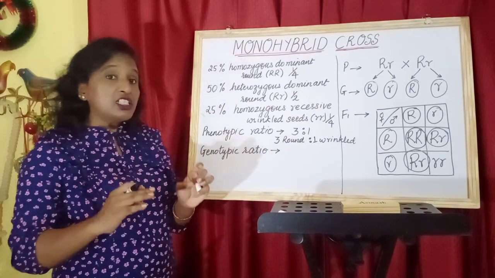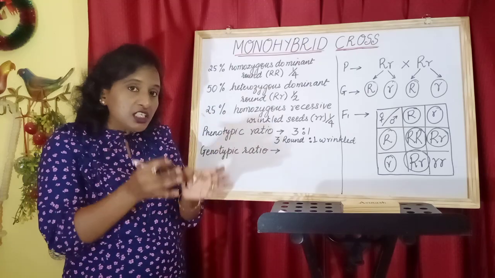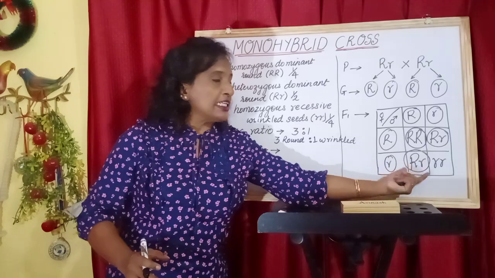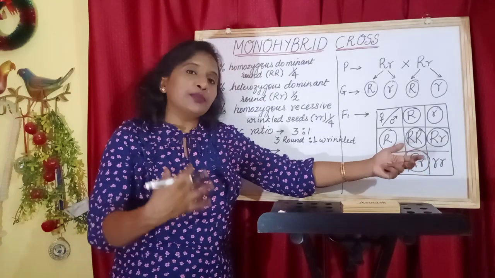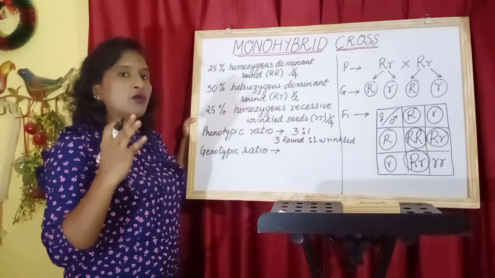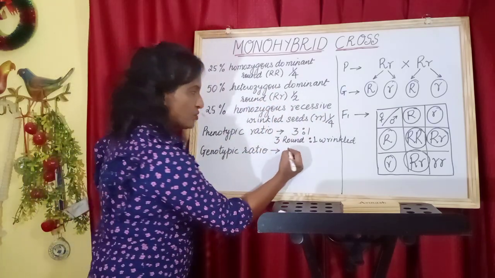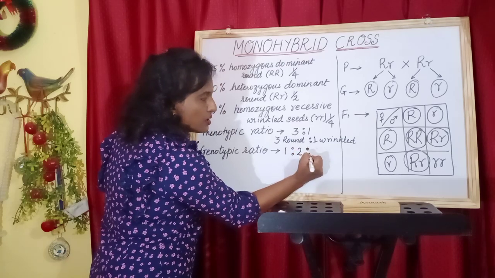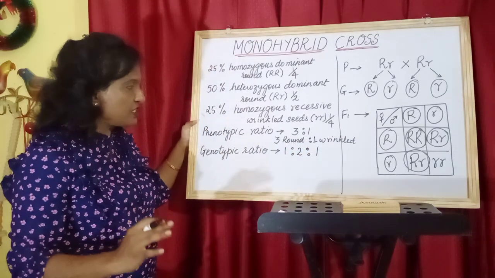What do we mean by genotypic? That is the genes that we see in a particular individual, which is indicating these alphabets which are represented as alleles. So we'll see, based on the alphabet, what do we get as the genotypic ratio. So the genotypic ratio is 1:2:1. Now how is it so?